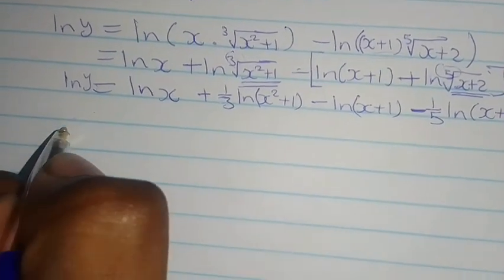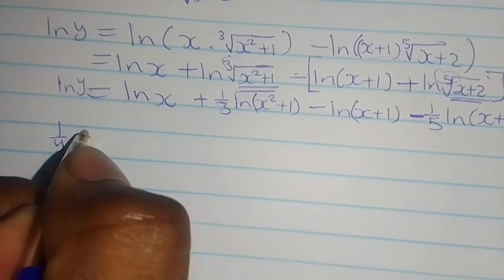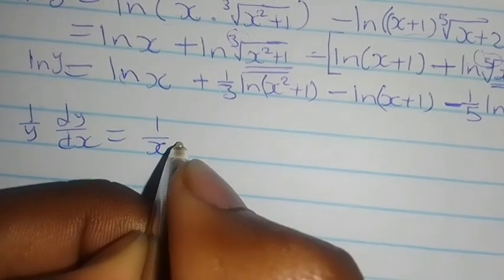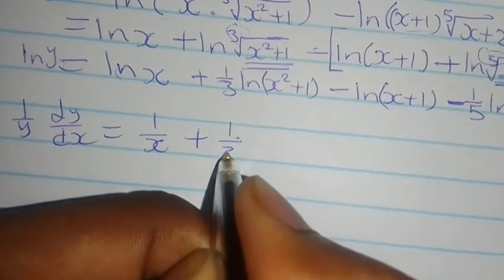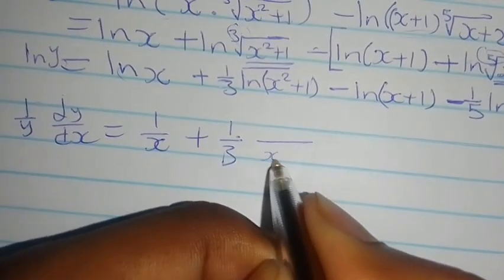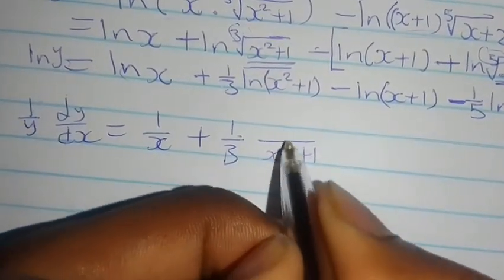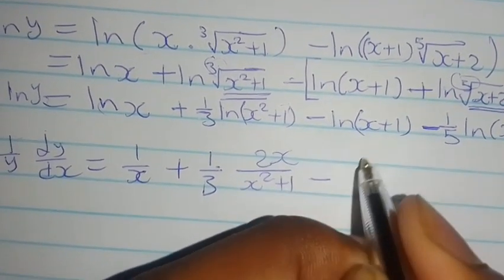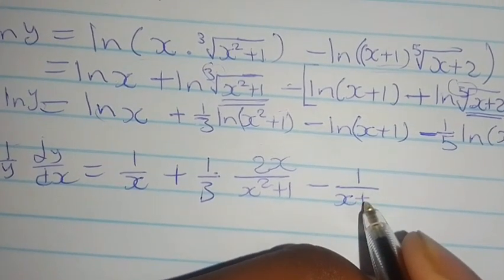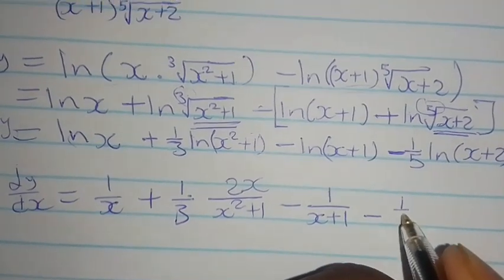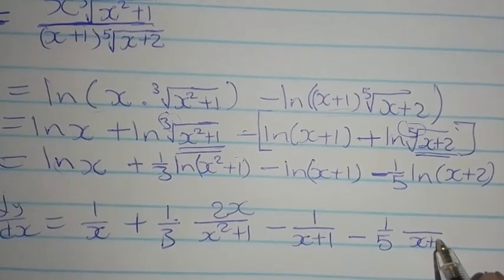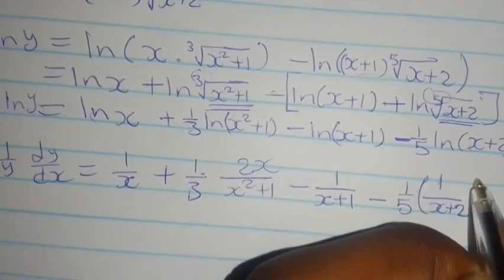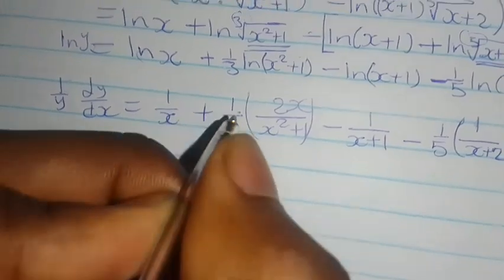Then from then, if I begin to derive, this will be 1 over y dy over dx. The derivative of the x, it's 1 over x plus 1 over 3. The derivative of this will be, you keep the inside stuff as the denominator, then you derive the inside, which is 2x, and you'll have negative. Derive the inside, then divide by them. Then you'll have minus 1 over 5. Then you'll have x plus 2. Then here you'll have derivative of this, it's 1. So that's what you're going to have. You'll have something like this.